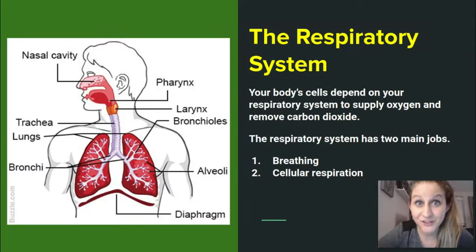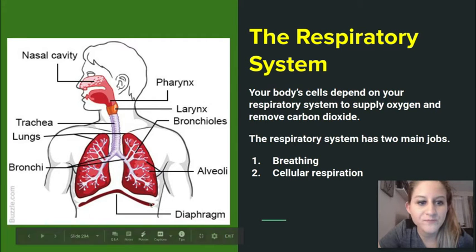Now, if you look at the picture to the left, you can see lots of organs or muscles within your respiratory system, but there are two specific organs today that we're going to be focusing on. The first would be your lungs. You know where those are. They look like two balloons within your chest. The second might be unfamiliar to you. It's your diaphragm. Your diaphragm is a muscle right underneath your lungs that can contract and relax while you breathe.